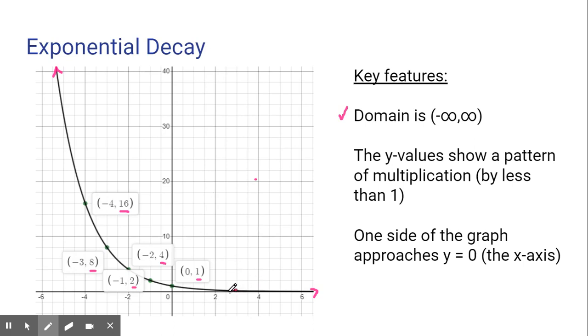One side of the graph still approaches 0. It's just the other side of the graph. So over here, we still have this graph that's trying really hard to get close to the x-axis, but it doesn't actually ever get there. And that's, again, something we'll talk more in depth about later.